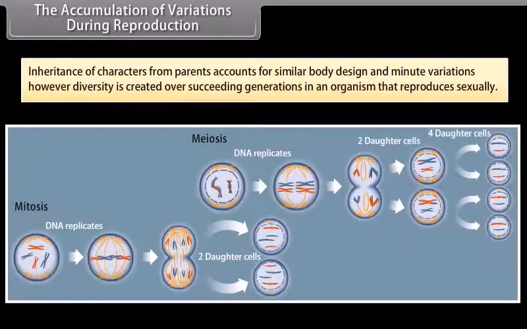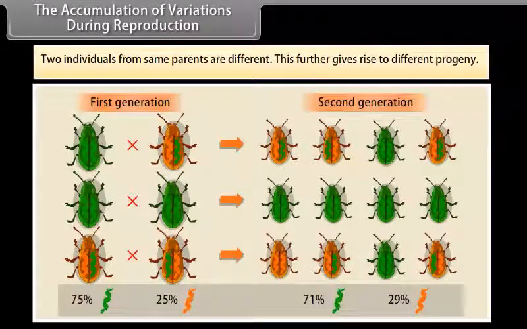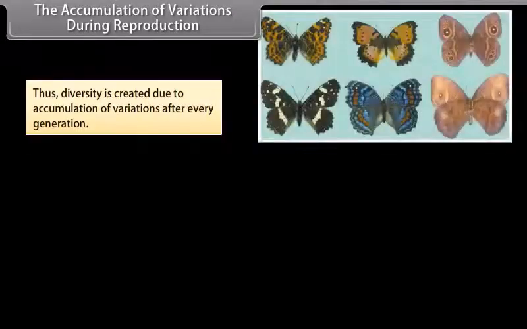Inheritance of characters from parents accounts for similar body design and minute variations. However, diversity is created over succeeding generations in an organism that reproduces sexually. Two individuals from same parents are different. This further gives rise to different progeny. Thus, diversity is created due to accumulation of variations after every generation.